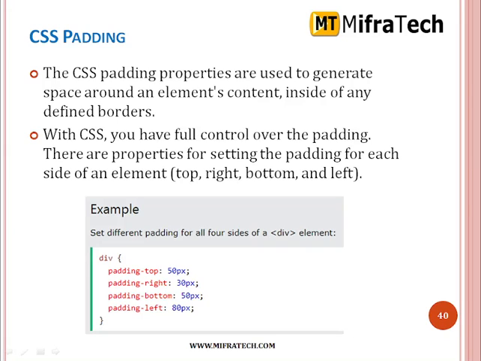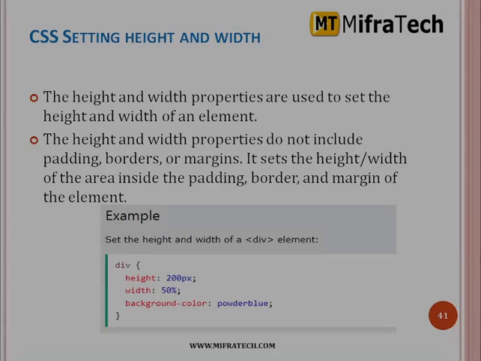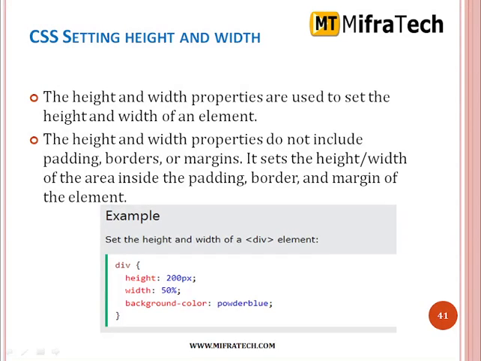previous slides. We are setting the padding with the division tag: padding-right 50 pixels, padding-right, bottom, and left, and setting the height and width in CSS.